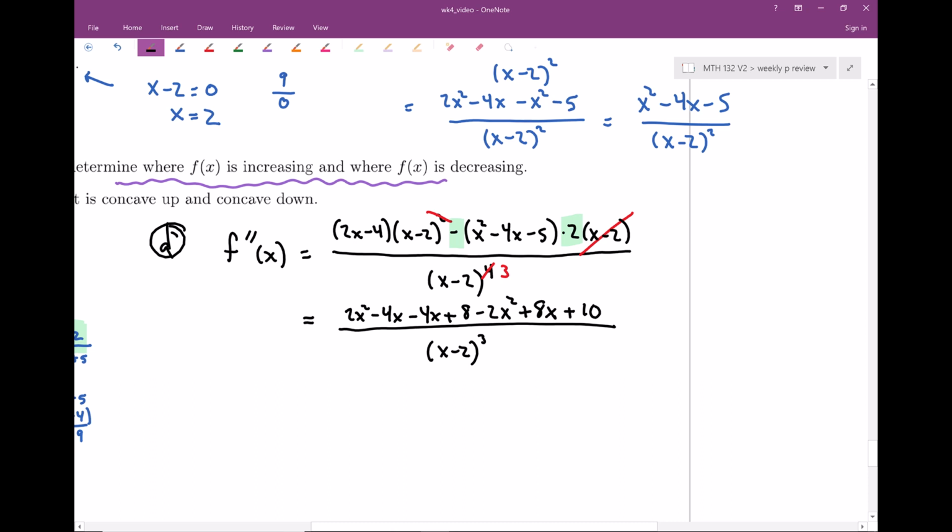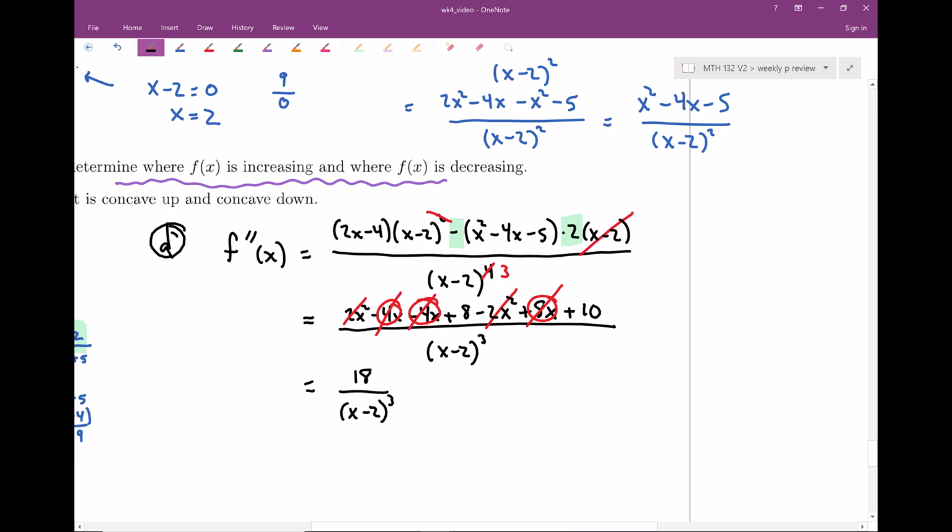And so we can see there's quite a bit of cancellation that happens here. 2x squared, negative 2x squared. These two together make negative 8x. Well, we have a positive 8x. So those cancel out. And so after all is said and done, I know it looked like a monster of a problem, but it actually simplifies down to something relatively nice. And that is just 18 divided by x minus 2 cubed.